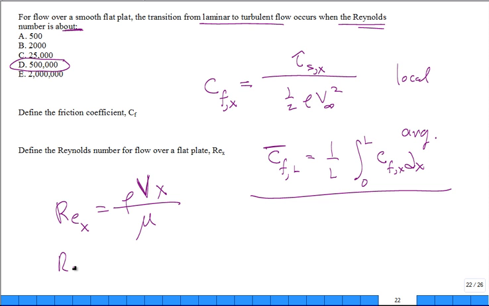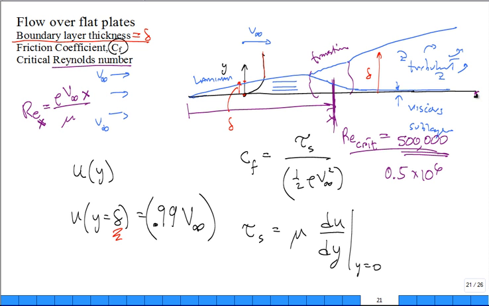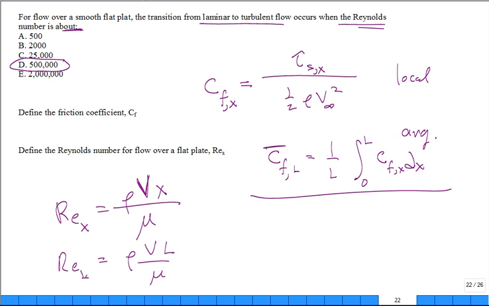What is Re at L? Rho V L over mu, where this plate stops somewhere, and the length of the entire plate is L. One end is called the leading edge, and the other is called the trailing edge. Re L is the Reynolds number at the trailing edge, and that would be your maximum because it's the longest length, x equals L.